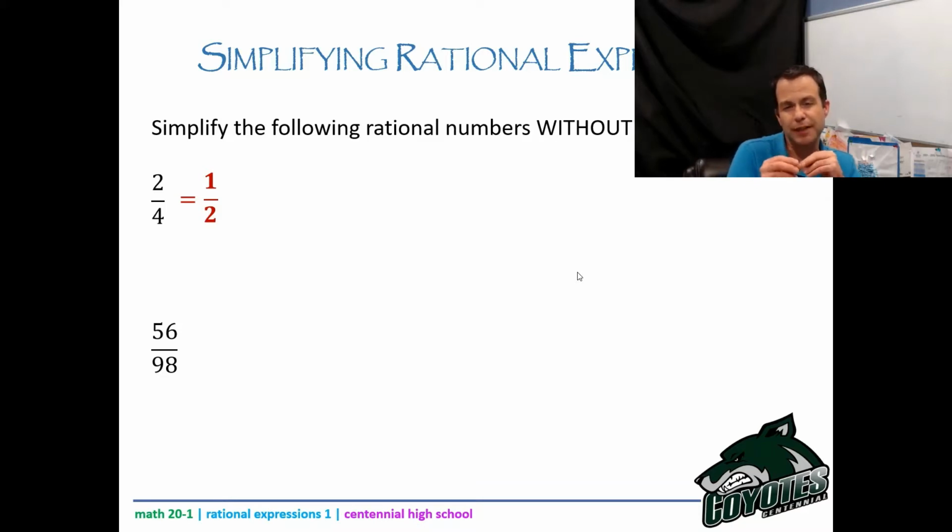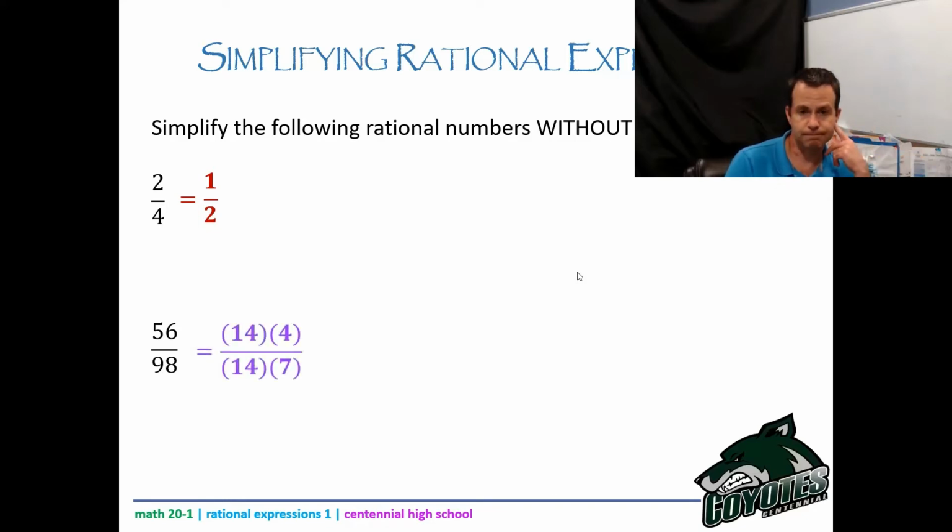So what I want to do is I want to think of factors of 56 and factors of 98, where one of those might be common. Okay, I know that 56 is 4 times 14, and I know that 98 is 7 times 14. Okay, so what I've done is I've broken up 56 into 14 times 4, and 98 into 14 times 7. And the point is, look at this, 14 divided by 14 is just 1. So that's going to leave me with 4/7, okay? And so the simplified version of 56/98 is 4/7.